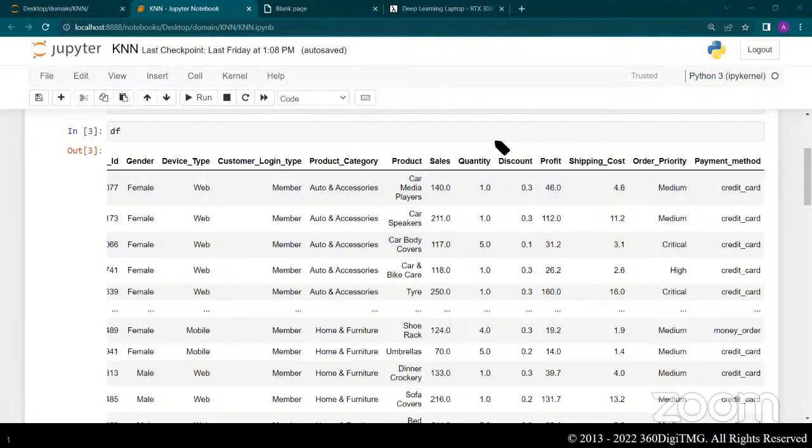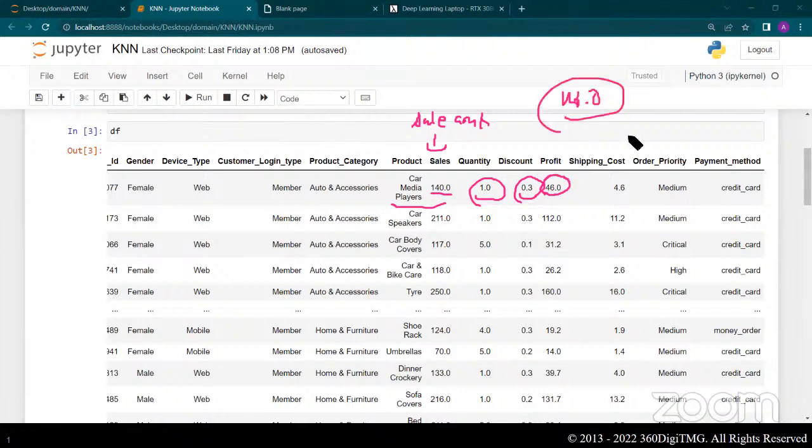And then you have some key information. What is the sale amount? So you sold this car media player for 140. You've sold one quantity. Your discount was 0.3%, and your profit was 46. So you made a profit of 46. After all these expenses are taken into account, every other expense that you might entail is taken into account, you are making some profit based on that.